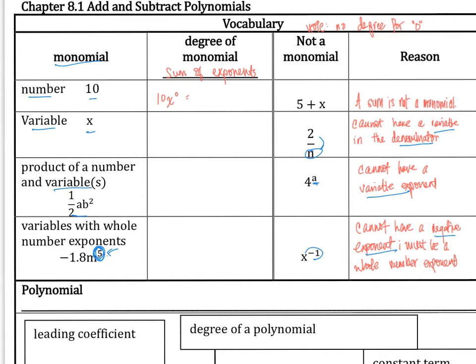Now let's look at the degree of the monomial. The degree of the monomial is just the sum of the exponents. But for the number, it's a little special here. We don't look at the exponent of 10, which is 1. We ignore that. We need to consider another variable, such as x to the 0 power multiplied to 10. In that case, 10 times x to the 0 power is just 10 times 1, which equals 10. We would look at this 0. So the degree of any number will always be 0.